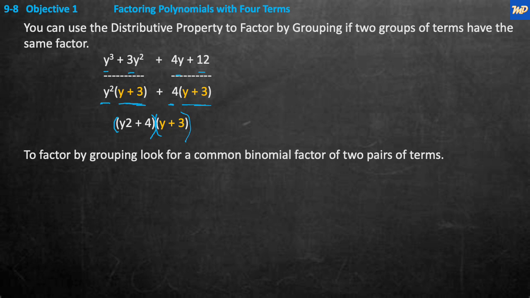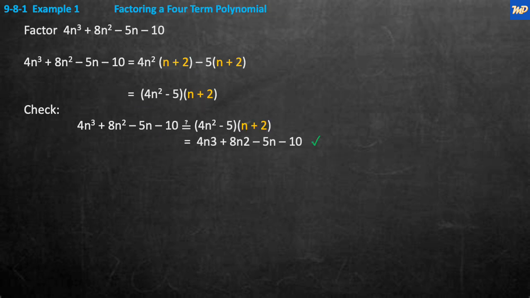So to factor by grouping, look for common binomial factors of the two pairs of terms. That's what we're looking for as we look at these terms: can I see something common? You have to use a little mental math generally to do it, but that's what we're doing here. Okay, example 1, factoring a 4-term polynomial. We're going to do the same thing we just did.